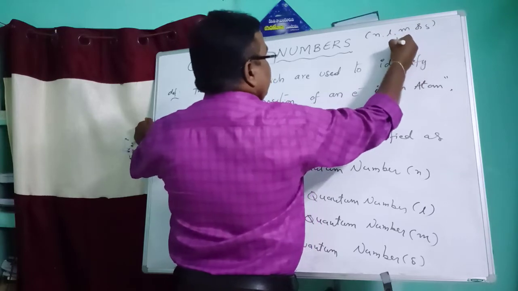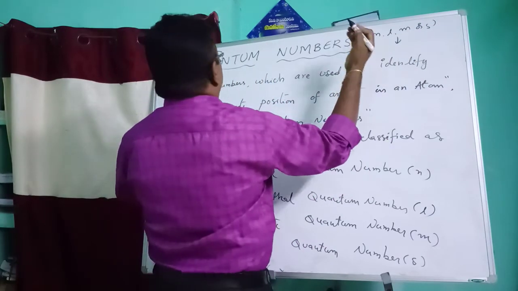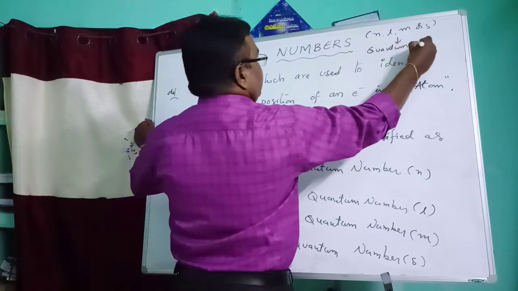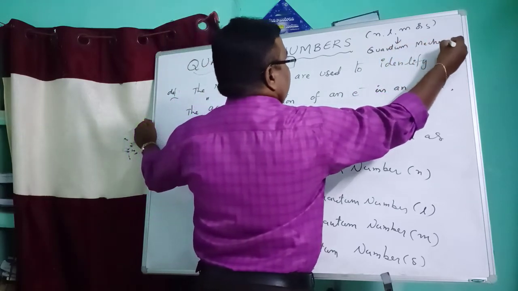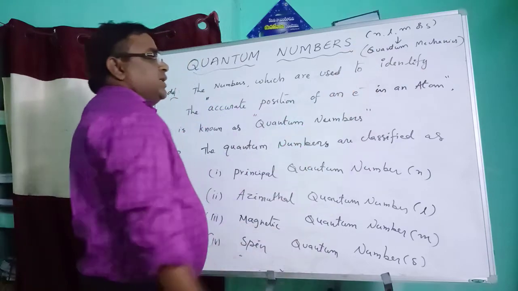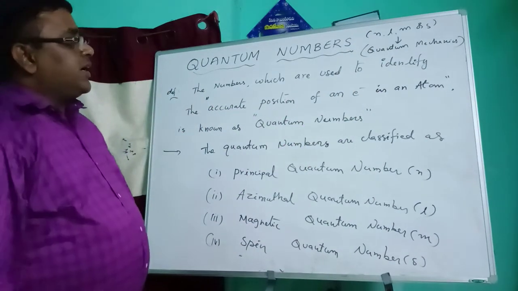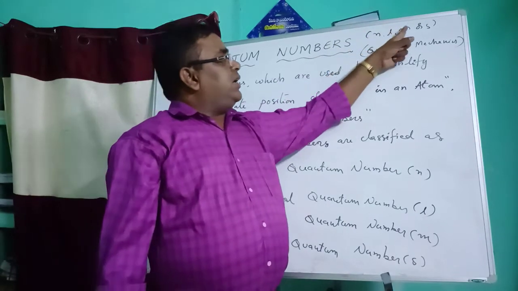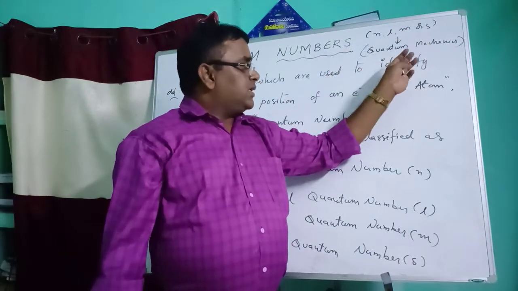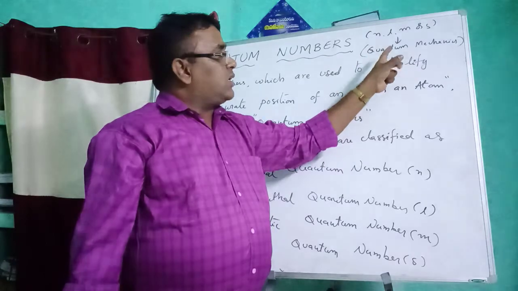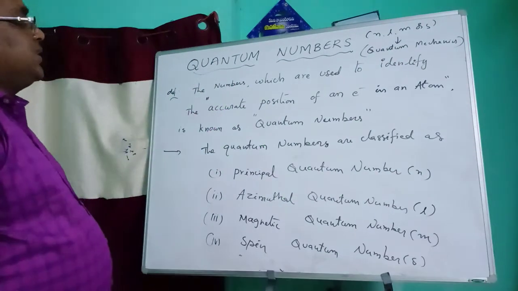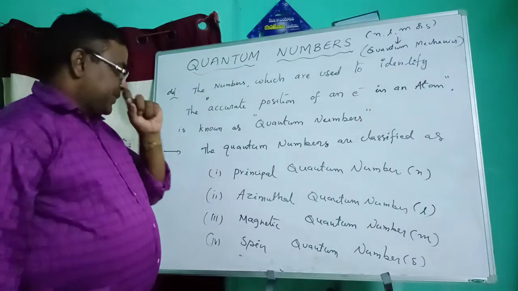These 4 quantum numbers are shortly referred to as quantum mechanics. This is an objective bit. Quantum mechanics means n, l, m and s. So, if asked to explain quantum mechanics, we have to write about quantum numbers.